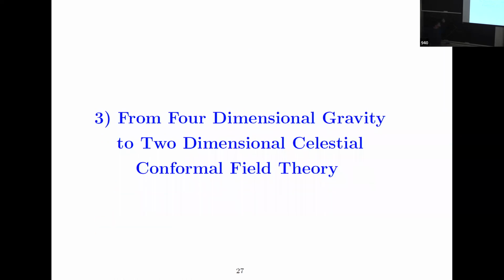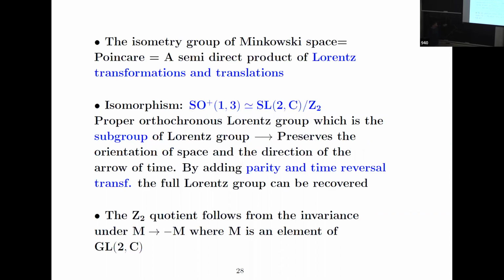So this is the second part, and the third part, where I move from the four-dimensional bulk theory to the two-dimensional theory, the so-called celestial conformal field theory. We know that the isometry group of Minkowski space is the Poincare group, the semi-direct product of Lorentzian translations with a Lorentz group subgroup, SO+(1,3), which is given by SL(2,C) divided by Z2. If we include parity and time reversal, then we obtain the full Lorentz group, O(1,3).